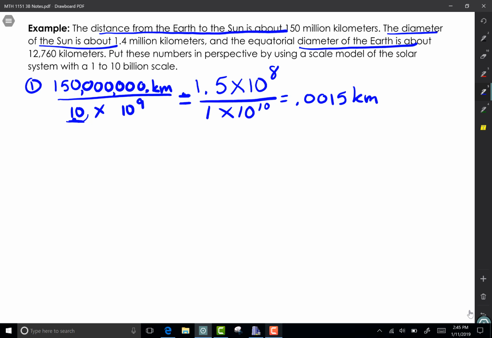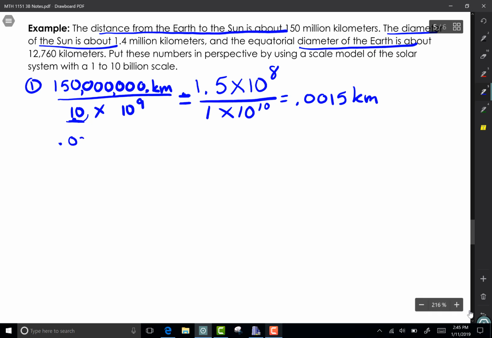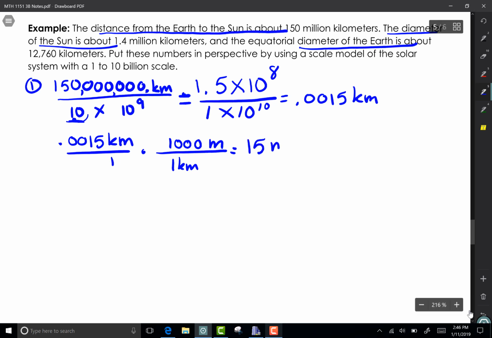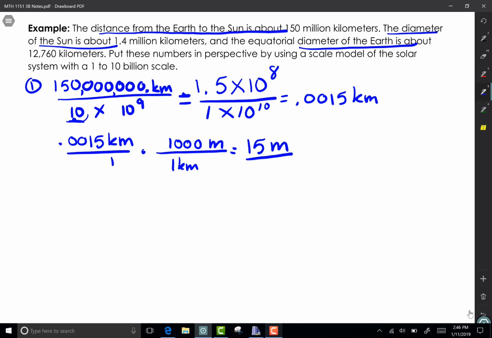0.0015 kilometers. So let's try to change it into meters. So I have 0.0015 kilometers. And I know that 1 kilometer is 1,000 meters. So if I multiply that out on my calculator, I'm going to get 15 meters. So that's a little bit easier to visualize, I think. So if we were making a scale model of the Earth and the Sun, and it was on a scale of 1 to 10 billion, we would put the Earth and the Sun 15 meters apart, is what this is saying.